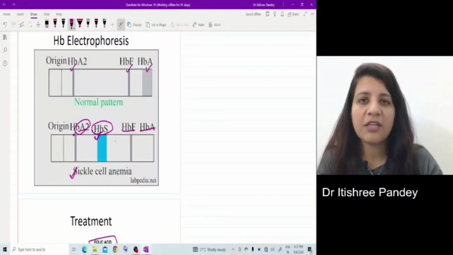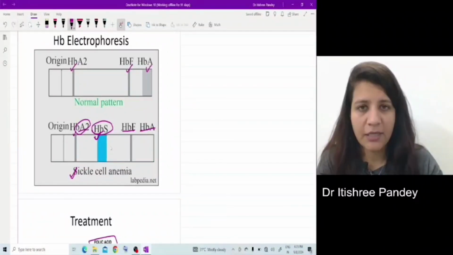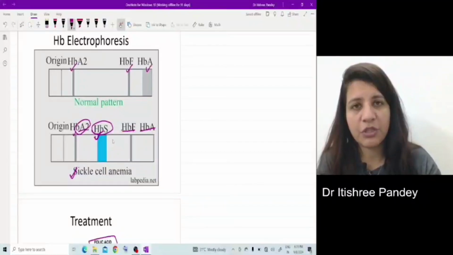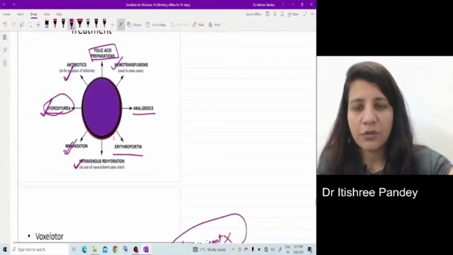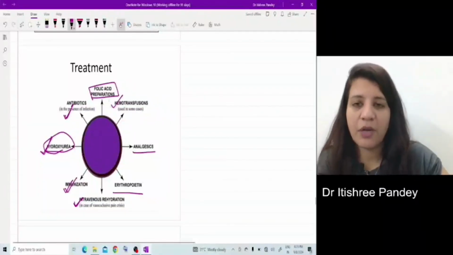The screening test is for early diagnosis, whereas confirmatory tests like hemoglobin electrophoresis, HPLC and gene studies are costly and not available at ease. Now coming to the treatment for sickle cell disease. The first treatment is multivitamin containing folic acid preparations.